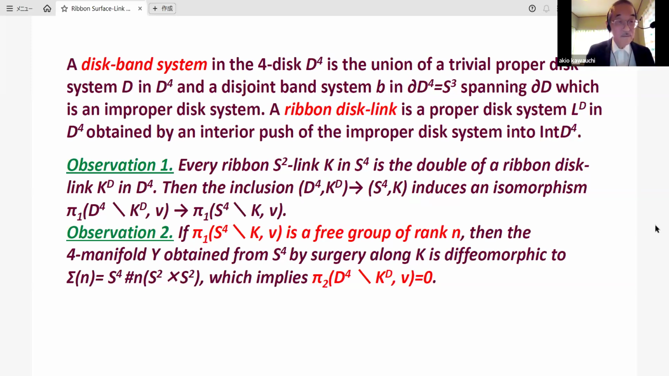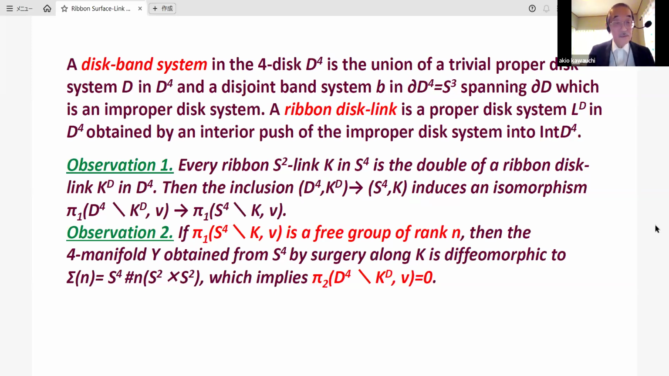There are two observations. Observation one is every ribbon S^2-link K in S^4 is the double of a ribbon disk link K_D in D^4. Then the inclusion of the ribbon disk link K_D to the ribbon S^2-link K induces an isomorphism of the fundamental groups.